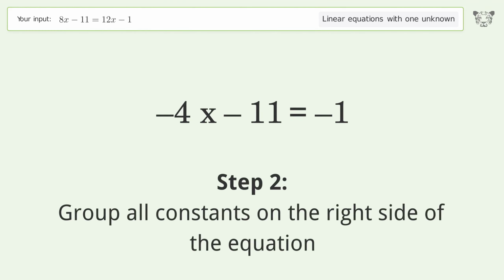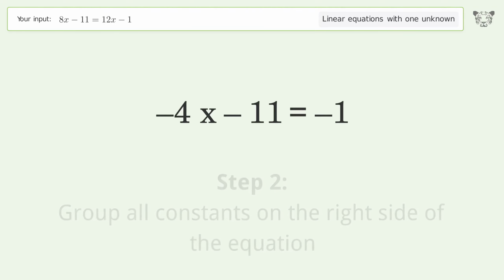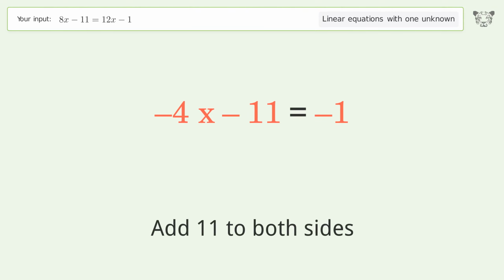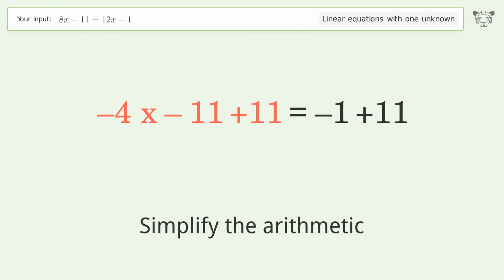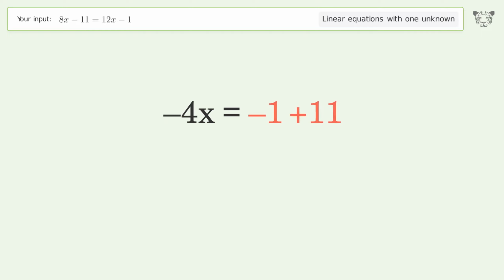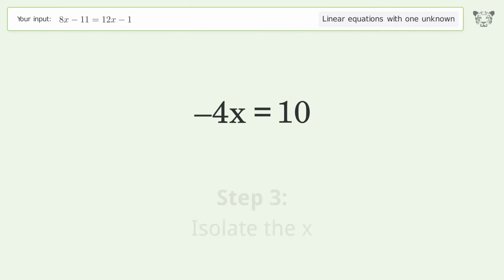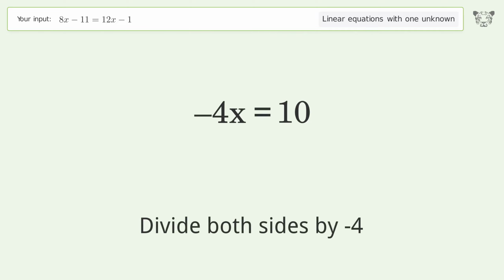Group all constants on the right side of the equation. Add 11 to both sides. Simplify the arithmetic. Isolate the x. Divide both sides by -4.